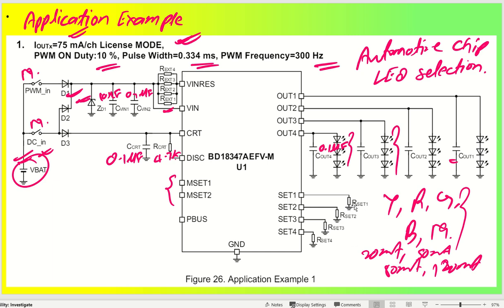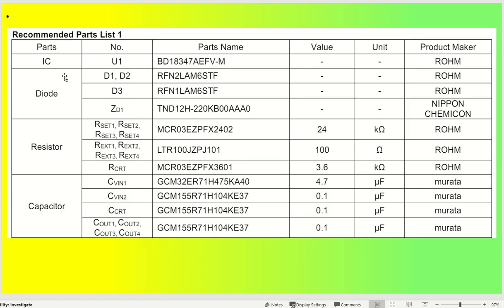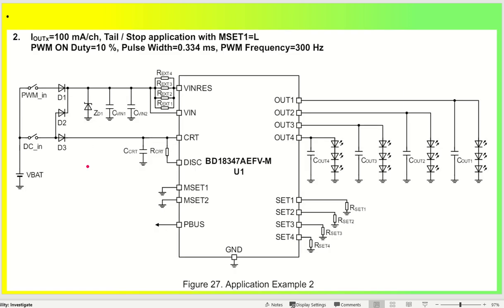And I set is set to 75 milliamperes. In that case, all these R set values will be 24 kilo ohm, which we have already calculated. So this was the complete design. They have also given the recommended part list in the datasheet, so if you want, you can utilize these. Otherwise, you can use other similar parts also. Anyway, coming back to the other design, that's design number 2.